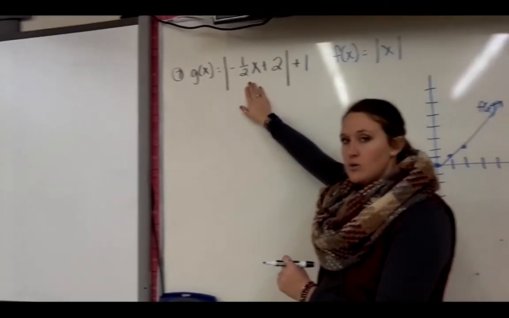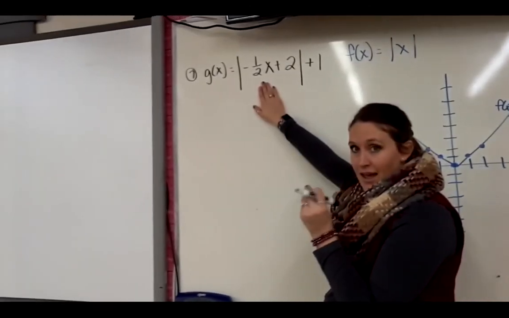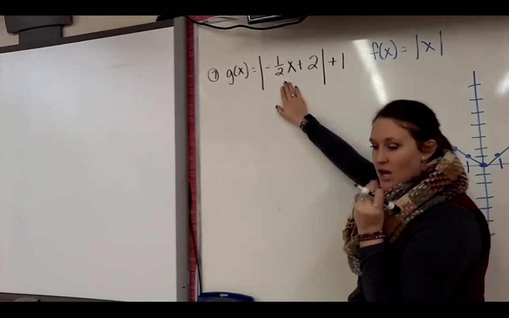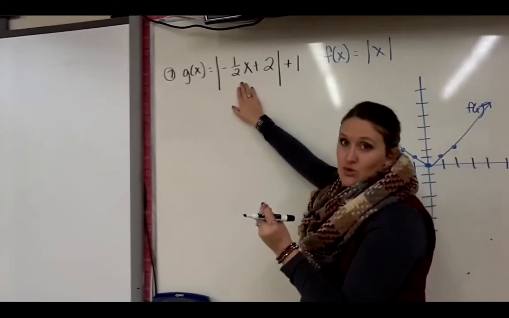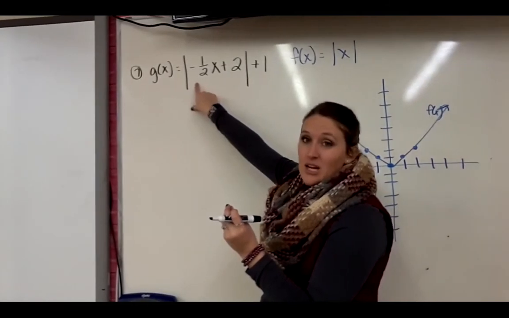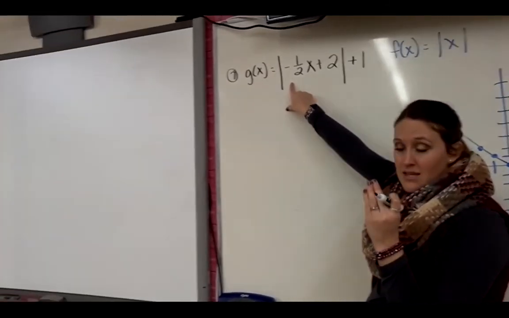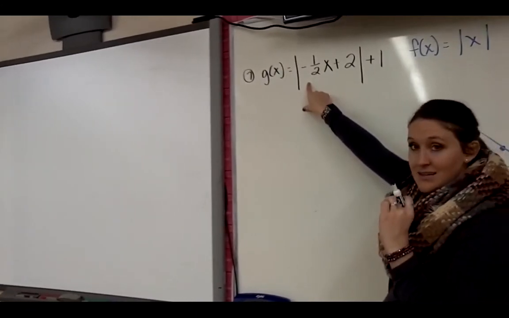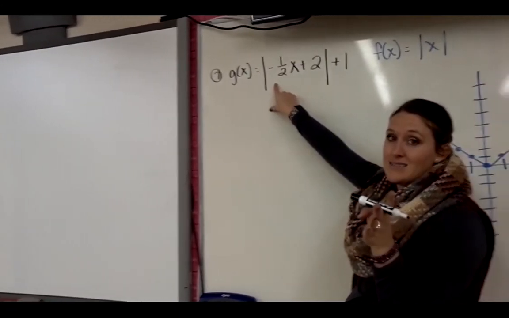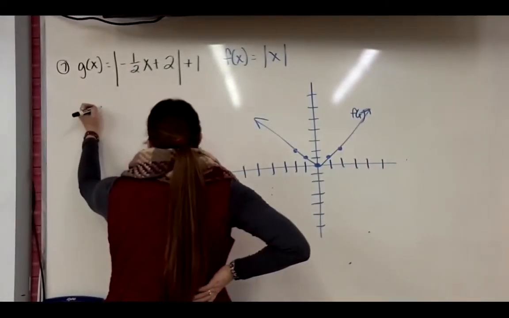Okay, so since it's inside the function and it's a fraction, that is a horizontal stretch. Okay, it's also negative. That lets me know there's some reflection. Okay, since the negative is inside, that'd be across the y-axis. So I'm going to write that part down first.